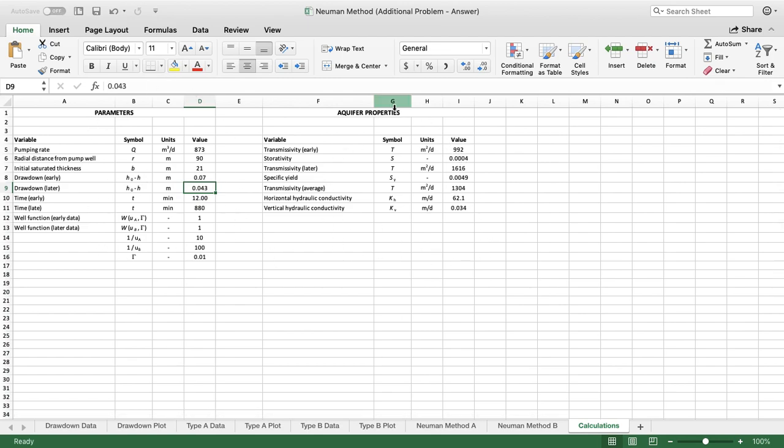And this thing is going to spit out some numbers here. I'm particularly interested in the horizontal hydraulic conductivity. And so that's the result that you're looking to get and to interpret in your report.